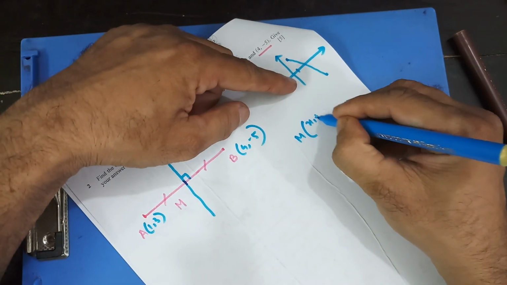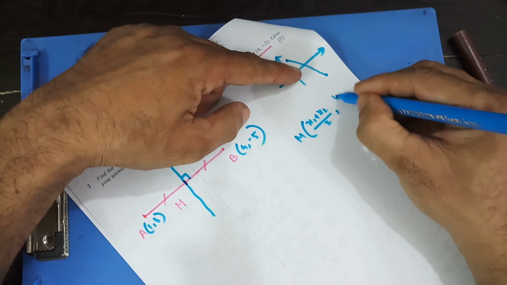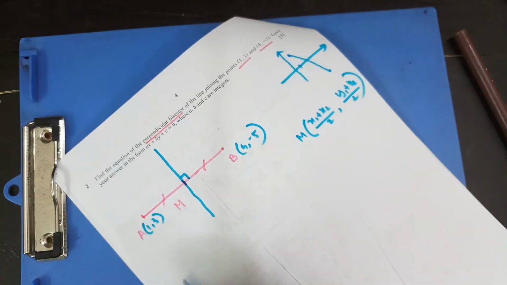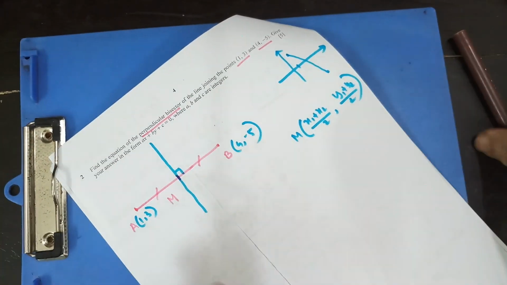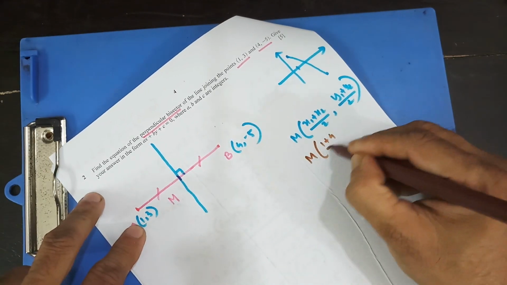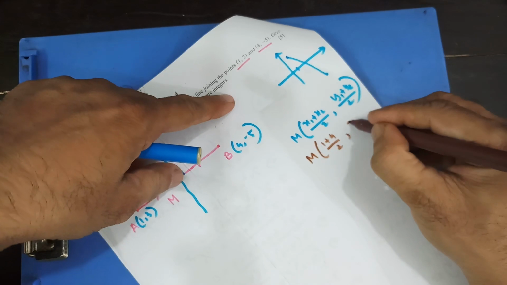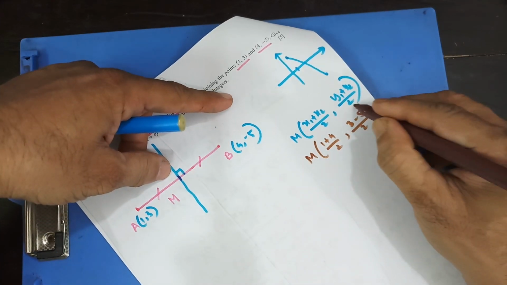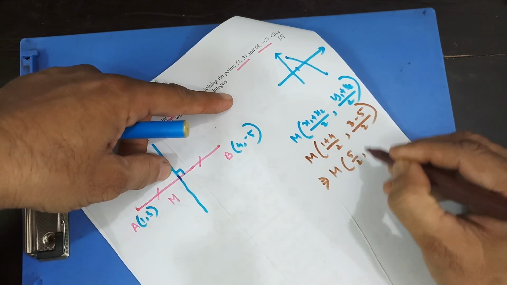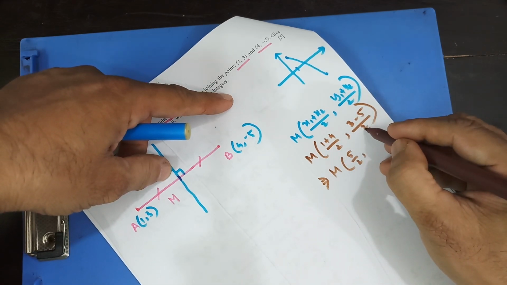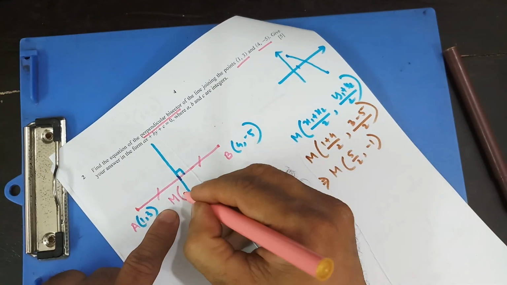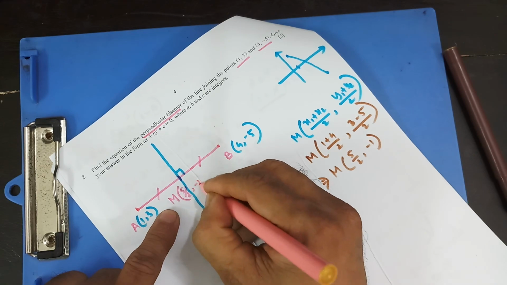That means x1 plus x2 divided by 2 and y1 plus y2 divided by 2. So this M is going to be, let me write down this M over here. M is going to be 1 plus 4 divided by 2 and 3 minus 5 divided by 2. So I'm having M as 5 by 2, and 3 minus 5 is minus 2 divided by 2, minus 1. So this point over here is 5 by 2, minus 1.